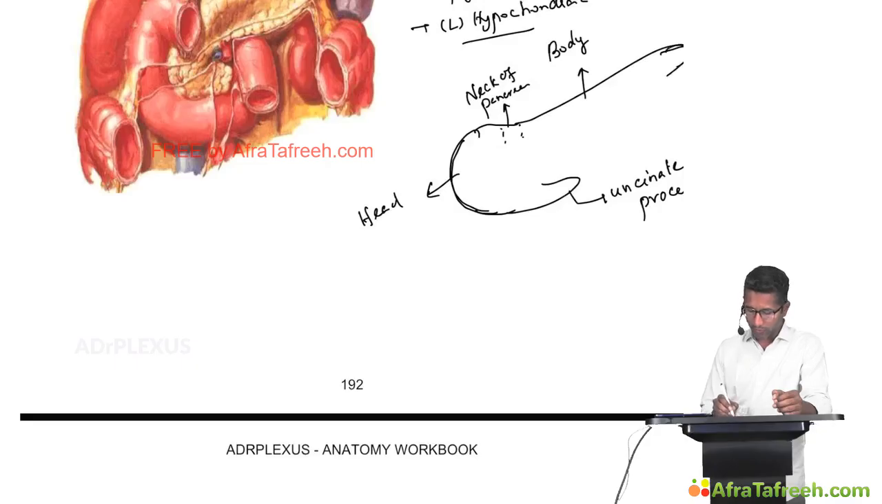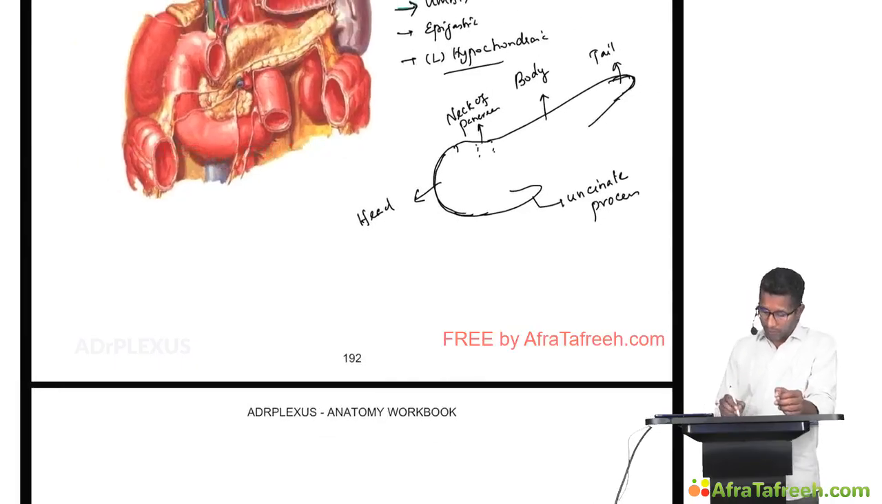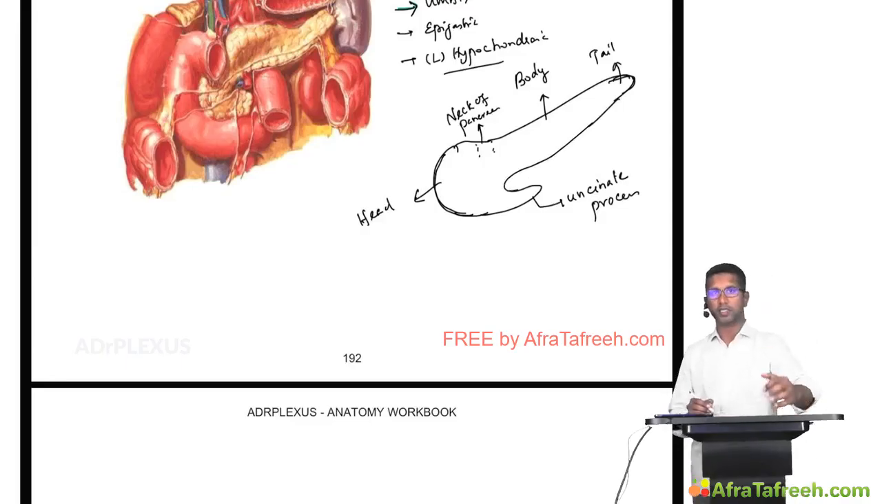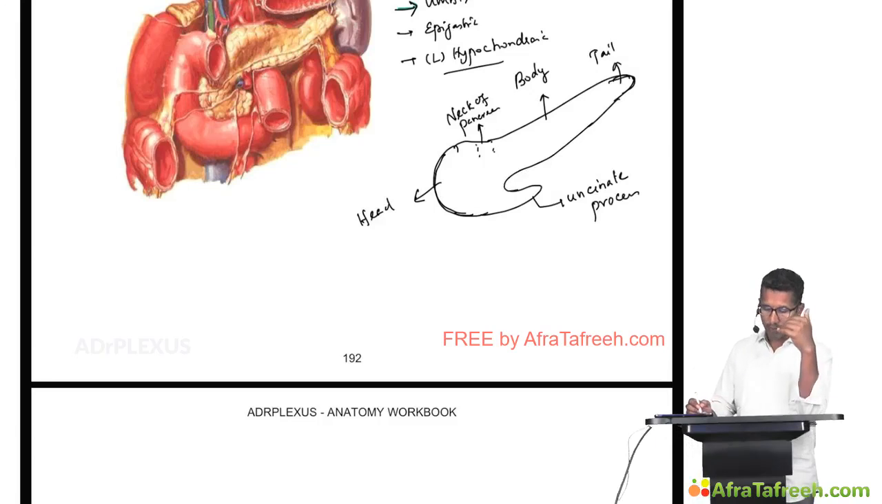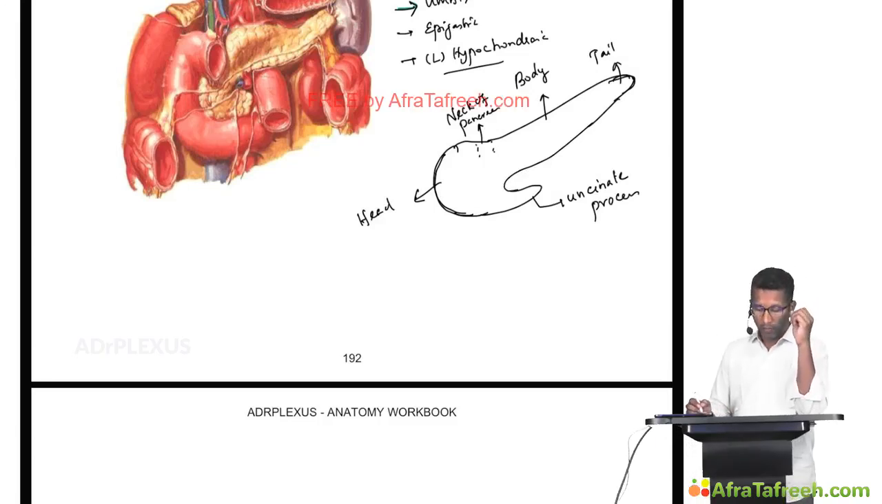The body ends in the tail of the pancreas. This is called the tail of the pancreas. So this finishes the parts of the pancreas. The pancreas has got a head, a neck, a body, a tail, and an uncinate process.